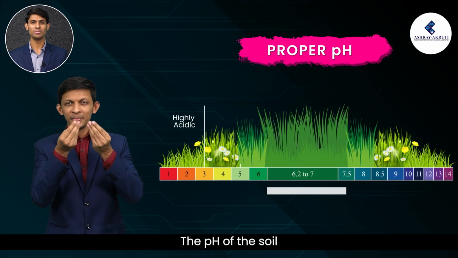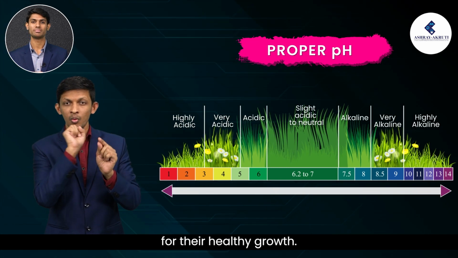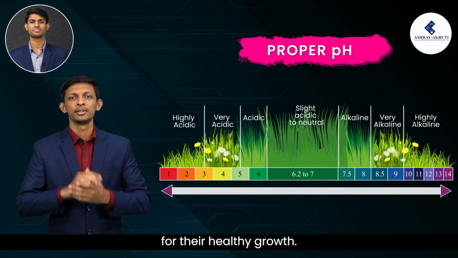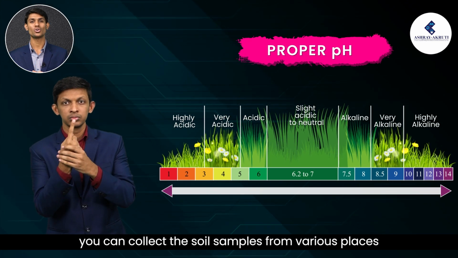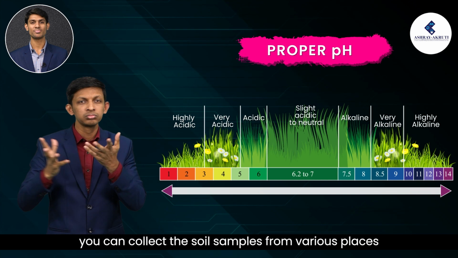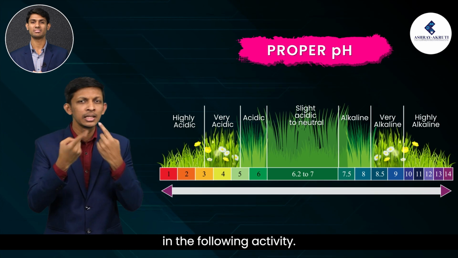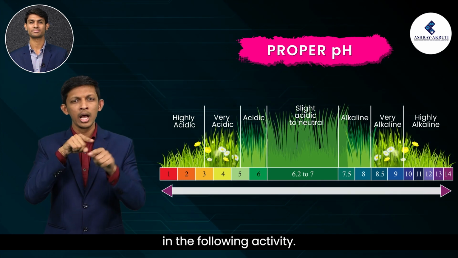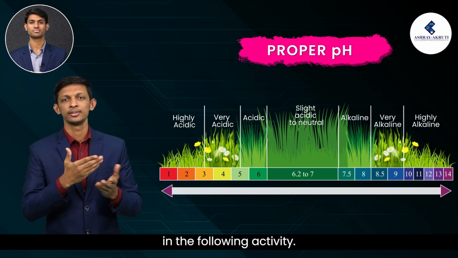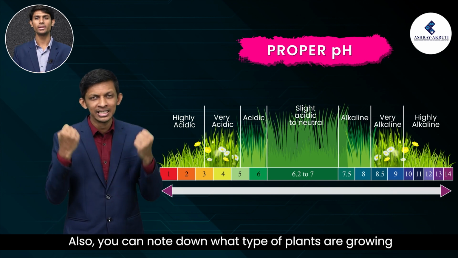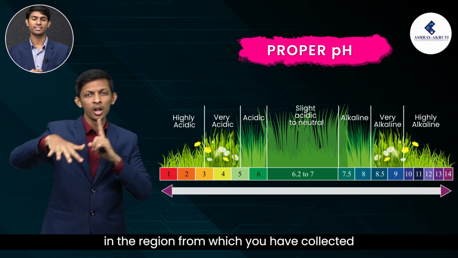The pH of the soil. Plants require a specific pH range for their healthy growth. To find out the pH required for healthy growth of a plant, you can collect the soil samples from various places and check the pH in the manner described below in the following activity. Also, you can note down what type of plants are growing in the region from which you have collected the soil.